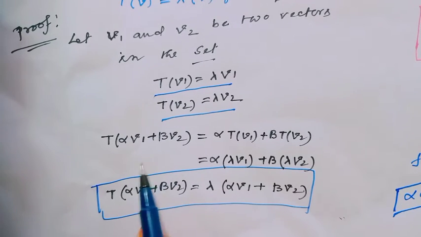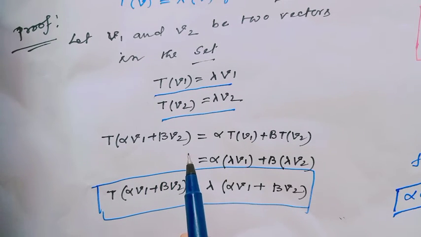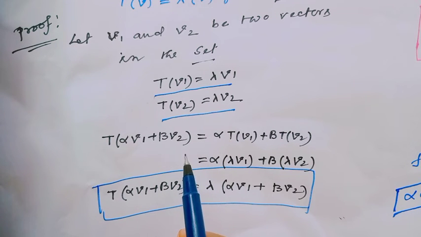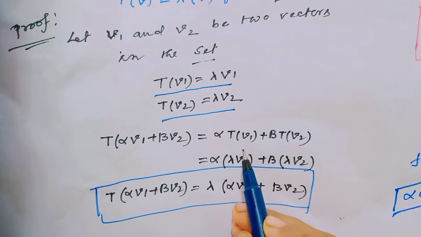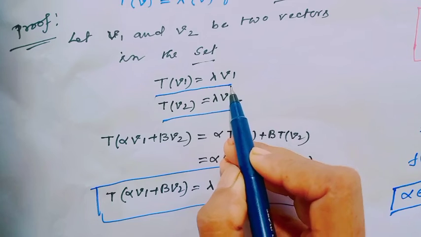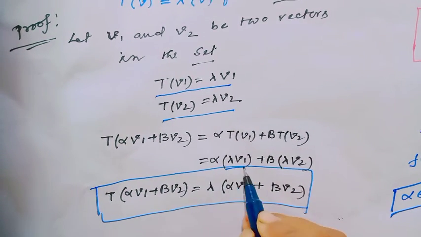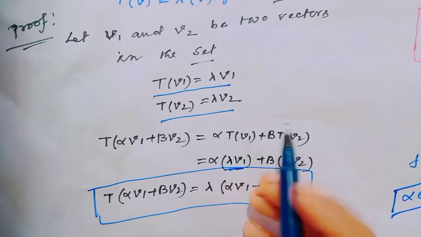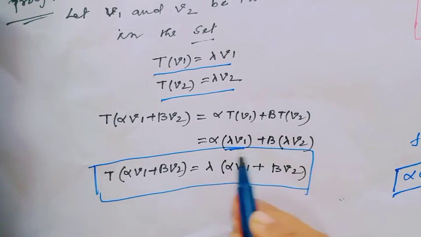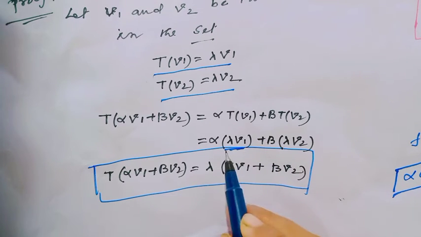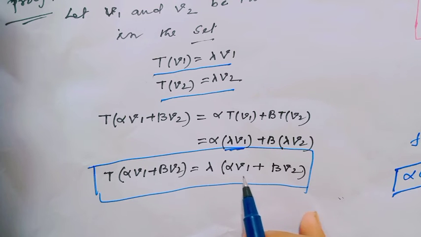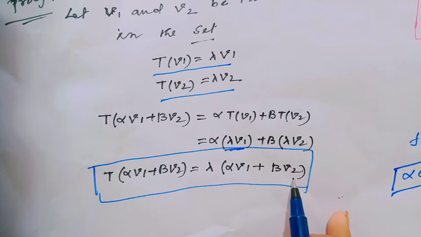Then T of alpha V1 plus beta V2, by the property of linear transformation, is equal to alpha times TV1 plus beta times TV2. And obviously TV1 means lambda times V1, that means put the value, and TV2 means lambda times V2. Then since lambda is a scalar, omit lambda, then this would be lambda times alpha V1 plus beta V2.